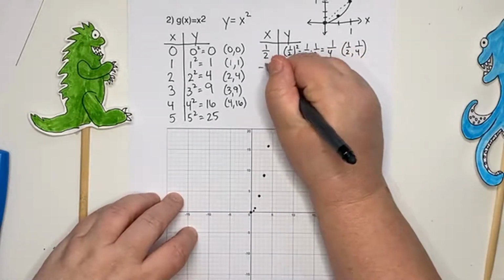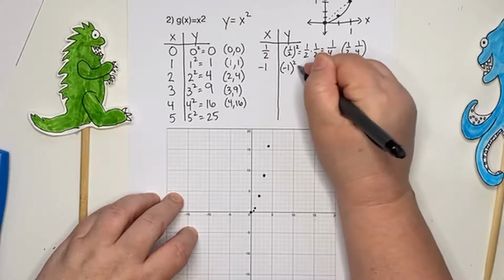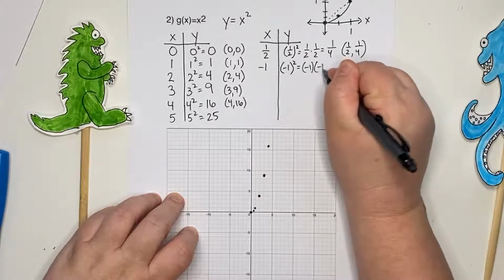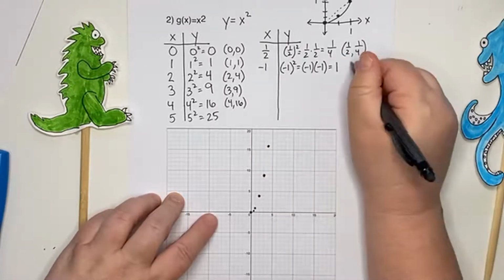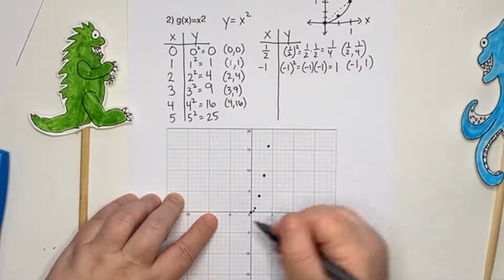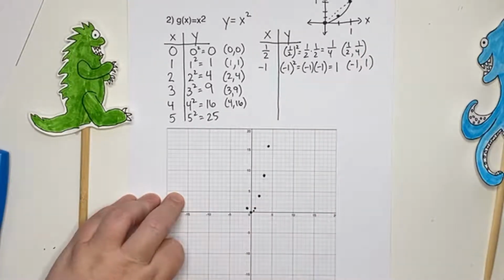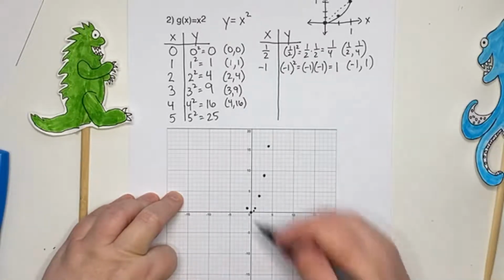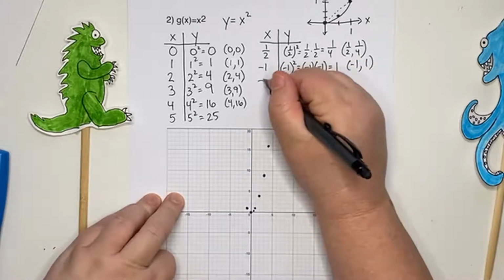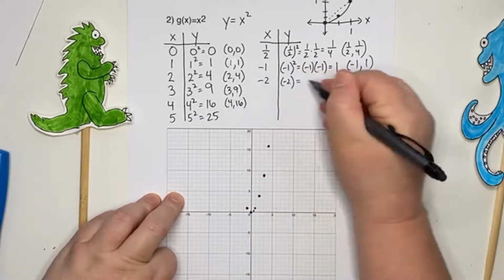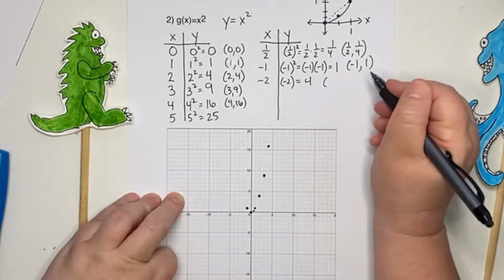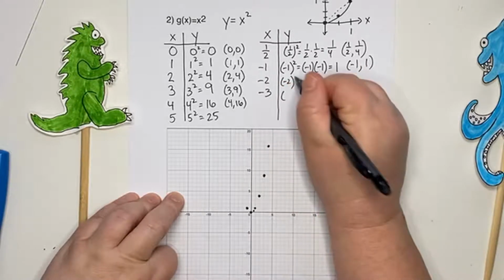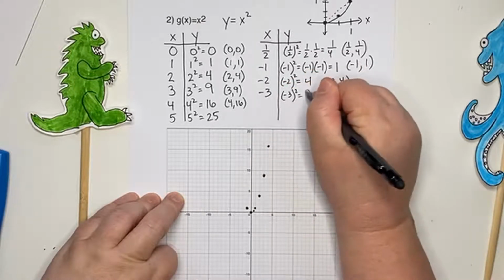Let's look at -1. Remember, when you're squaring a number, parentheses, -1, the quantity squared is -1 times -1 is +1. There we go. We got that (-1, 1). So we've got that point right there. And from there, I think you could guess that it's going to go like this, but double check with a couple more points. -2 does become 4, so -2 maps to 4, (-2, 4). -3, -3 squared is 9.